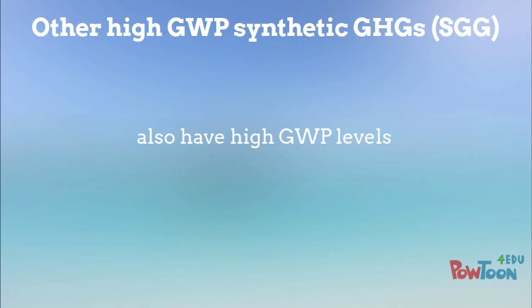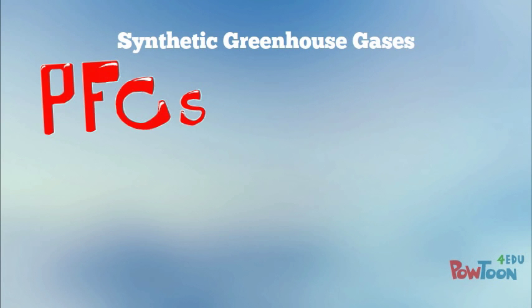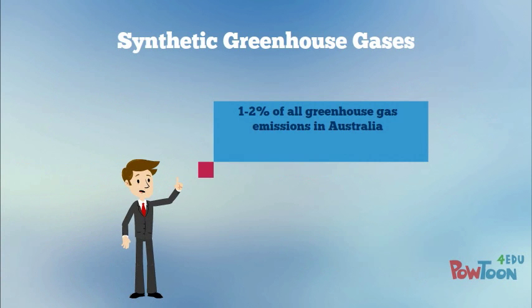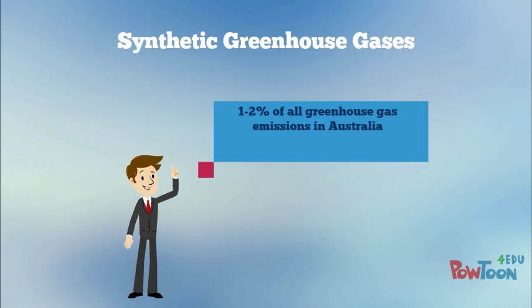Other synthetic greenhouse gases also have high GWP levels, though they are present in the atmosphere in smaller concentrations, and include perfluorocarbons, sulfur hexafluoride, nitrogen trifluoride, sulfuryl fluoride, and trifluoromethyl sulfur pentafluoride, which are collectively described as synthetic greenhouse gases. SGGs account for 1 to 2% of all greenhouse gas emissions in Australia. How strongly they affect things is seen by their high global warming potential values.